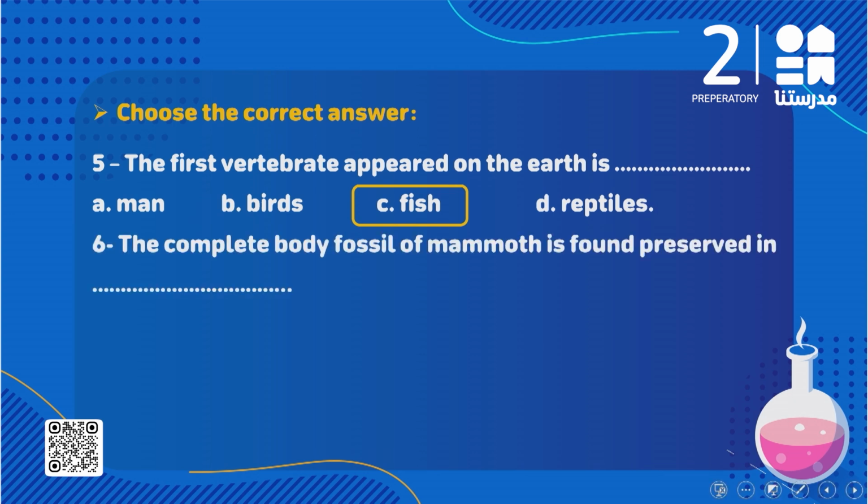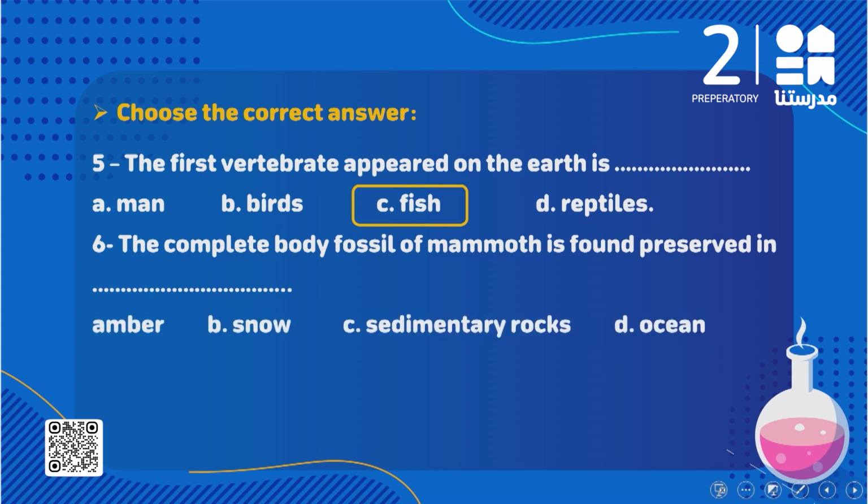The complete body fossil of the mammoth is found preserved. We said the mammoth, after its death, was rapidly buried in a medium that preserved it from decomposition, and this medium was snow.